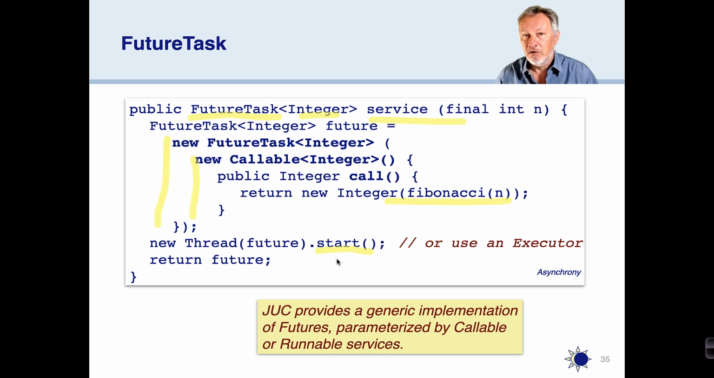In the earlier implementation, when we construct the future, it created and started a thread immediately. In the version provided by JUC, you create the FutureTask and then afterwards explicitly start it. Notice if you're using JUC anyway, instead of starting the future in a thread, what you can do instead is make use of an executor.